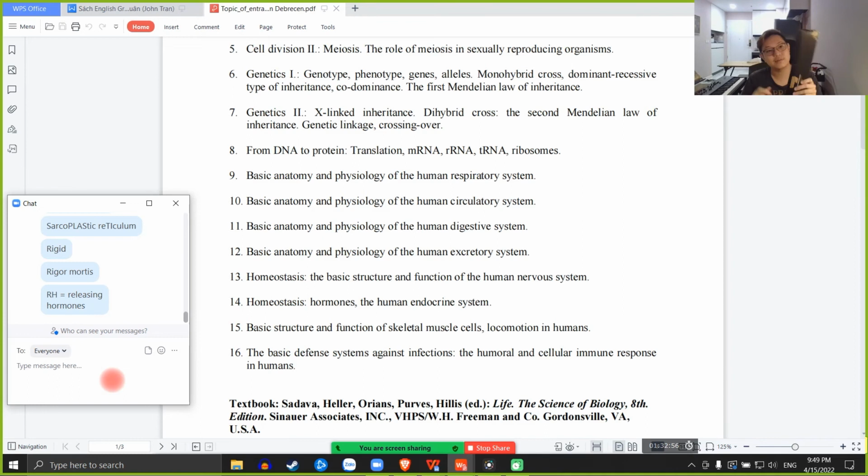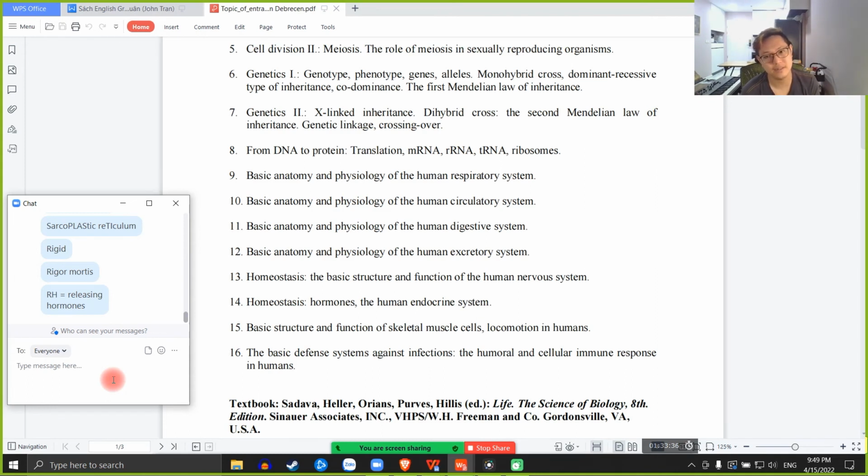So it produces releasing hormones just to control the pituitary gland below it. Please continue. There are also the pineal gland, the kidneys, the thyroid gland.